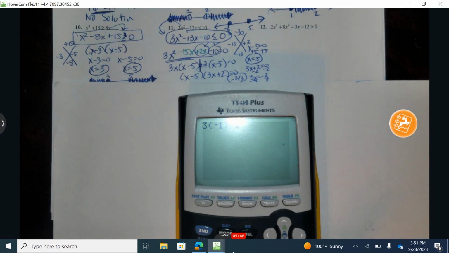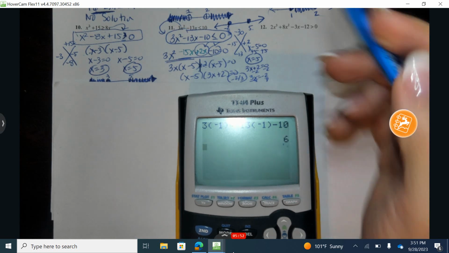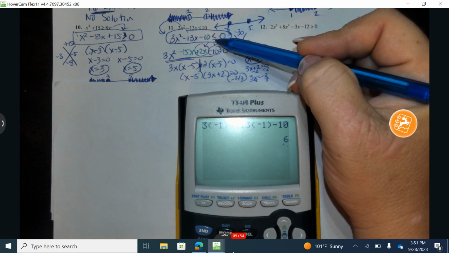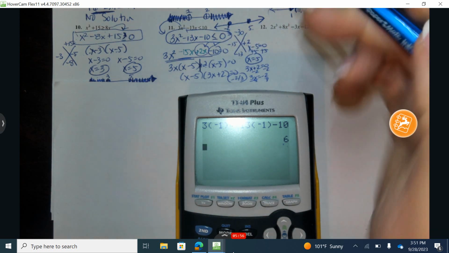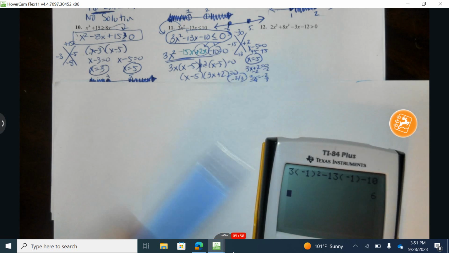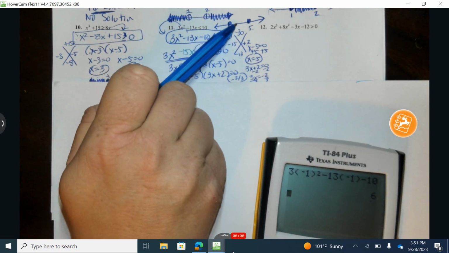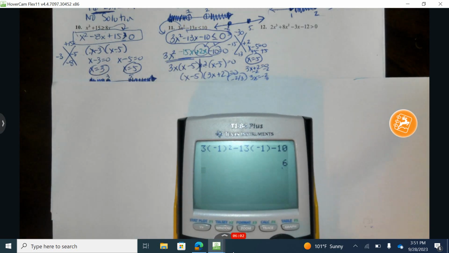I have 3 times -1 squared minus 13 times -1 minus 10 is 6, less than or equal to 0. Now 6 isn't less than 0. So what does that mean? It means I don't shade anything here. I choose any number in between. Well, 0's in between.